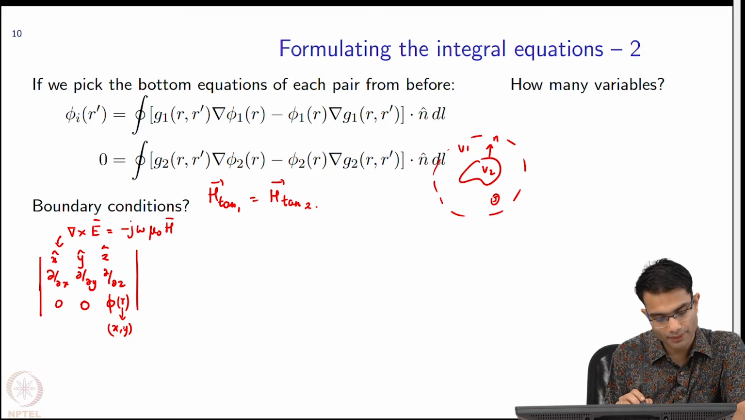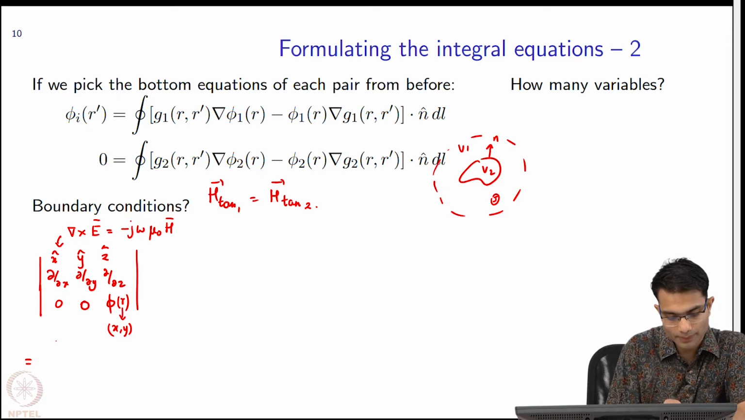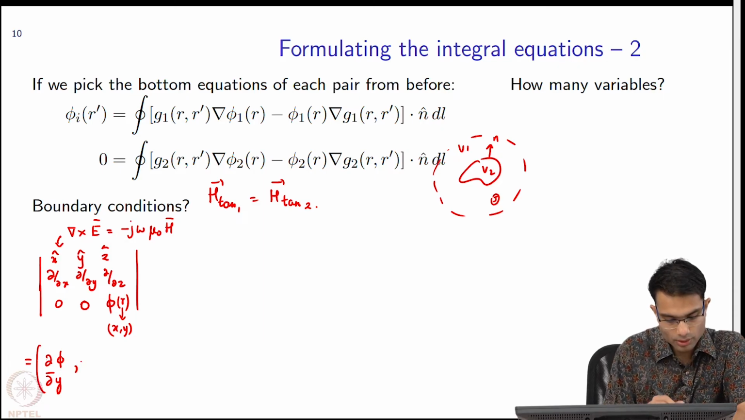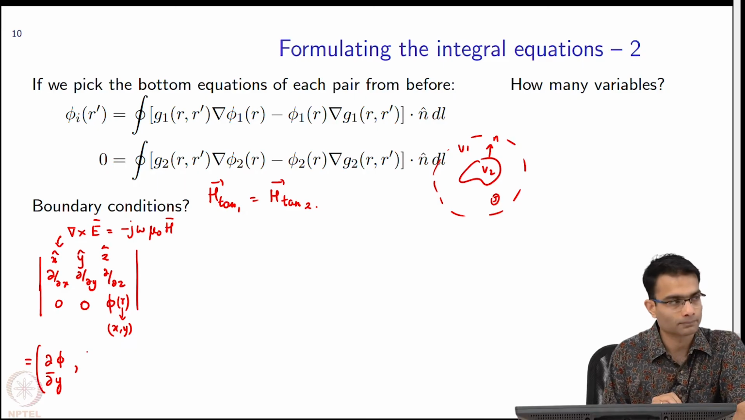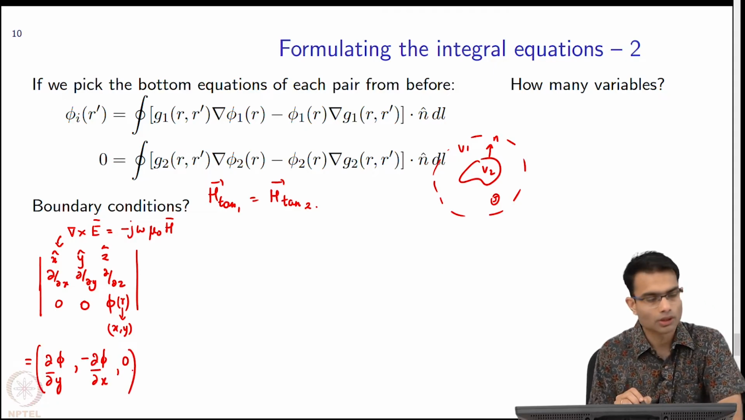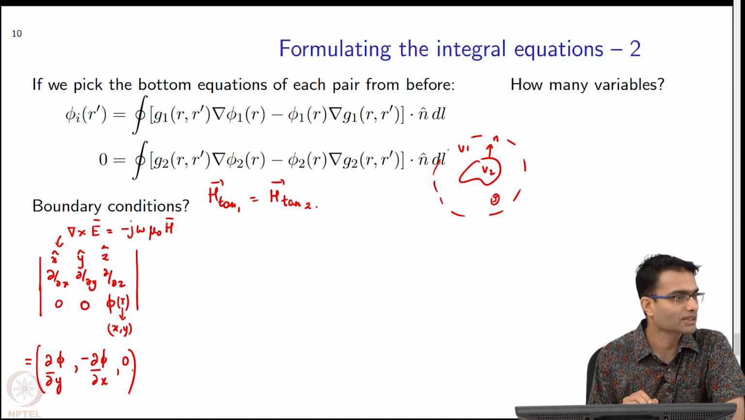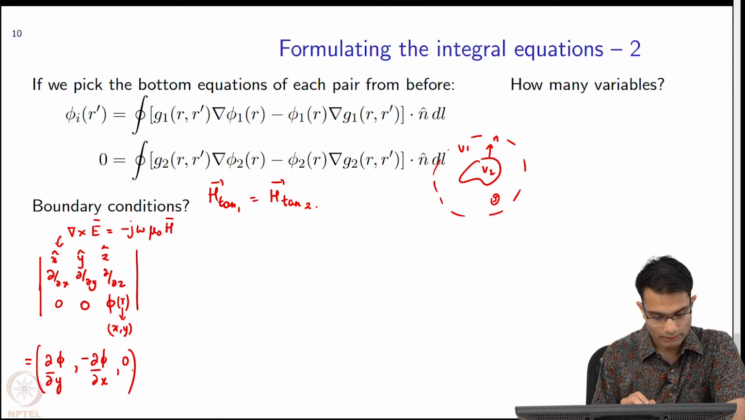Which component will survive over here? Let us look at the x hat component. So, x hat component will be dou phi by dou y. The y component will be minus dou phi by dou x. And the z component 0. Not surprising, I started with a vector in the z direction, curl of it gave me something in the xy plane, right.